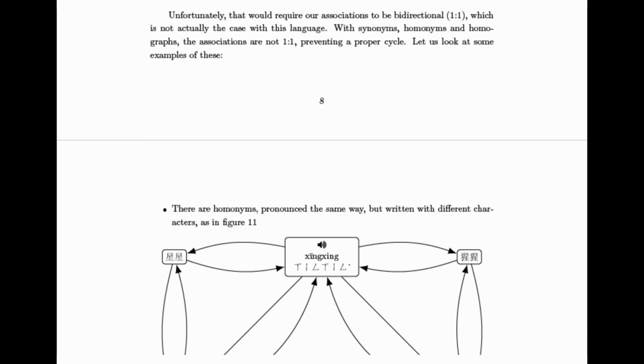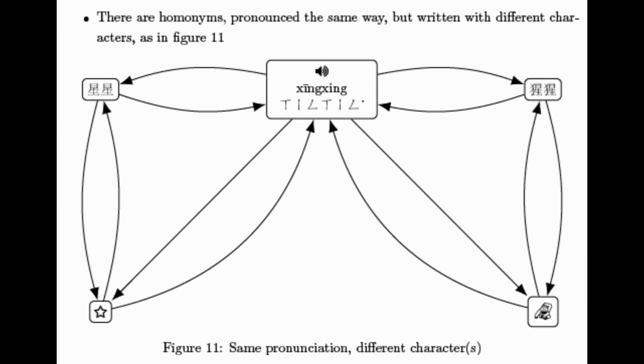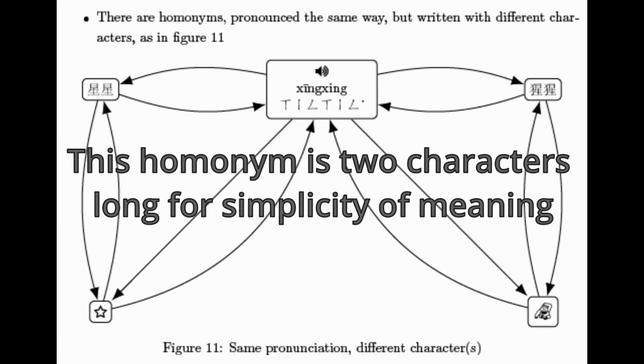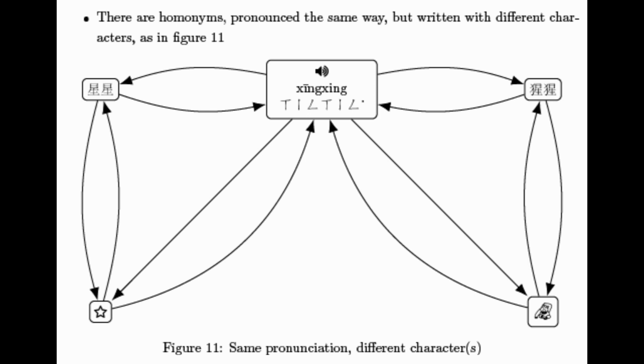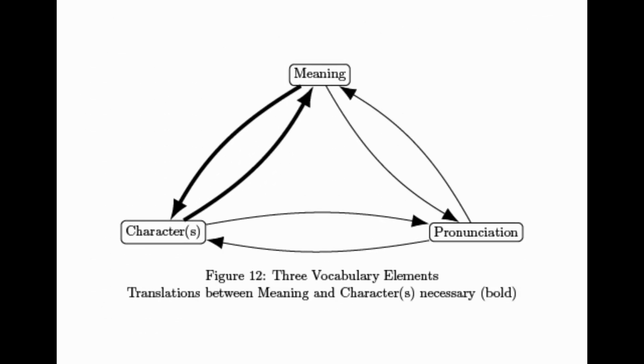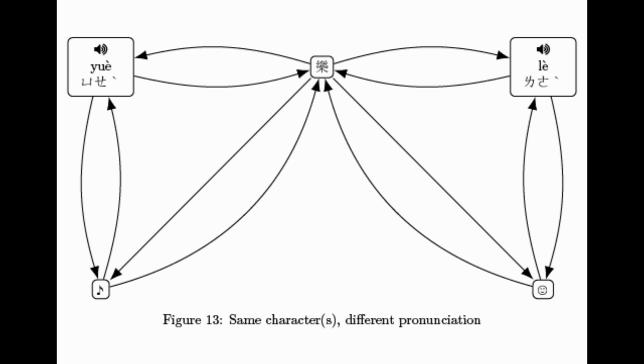Let's take a look at a few examples. First, there are homonyms, pronounced the same way, but written with different characters. Here, we have the term 星星 which can be written with different characters, having different meanings. Thus, since we can't associate meaning and character to the pronunciation, we need to associate them directly with each other, in both directions. Then, there are homographs, words with distinct meaning written with the same character, but sometimes pronounced differently.